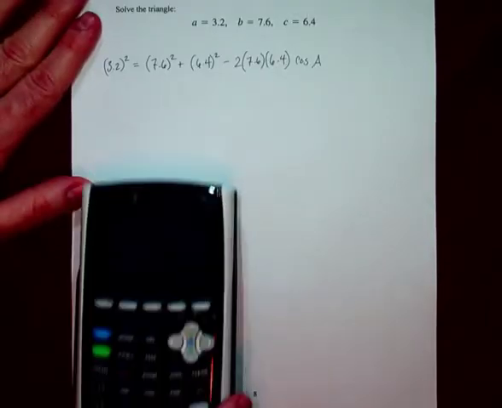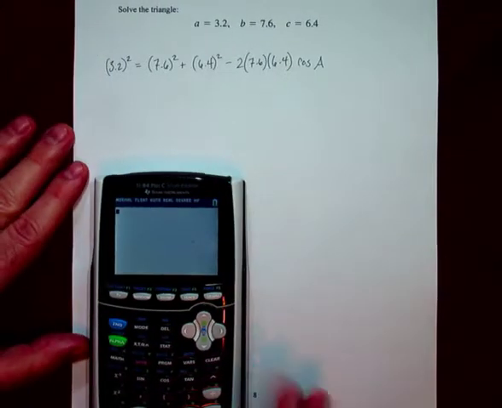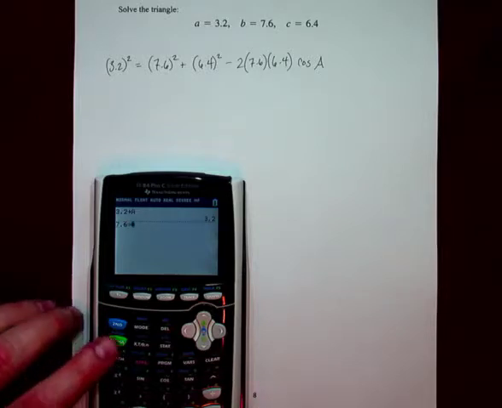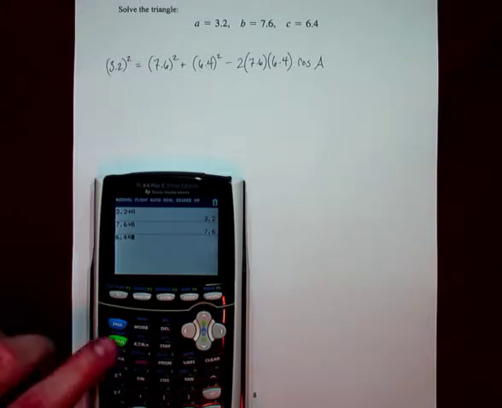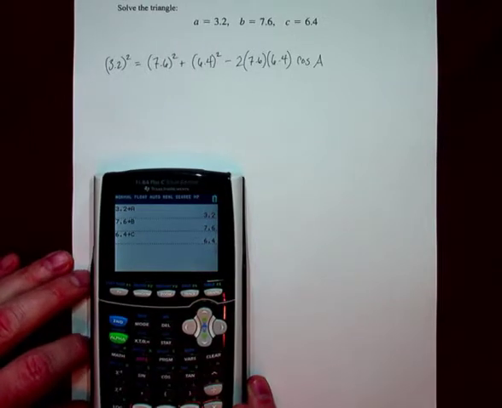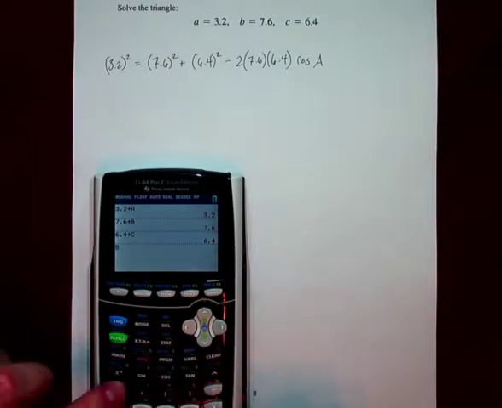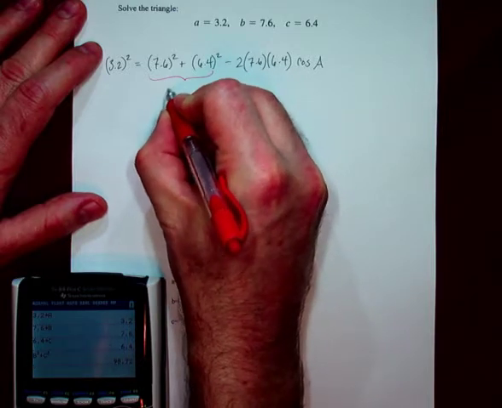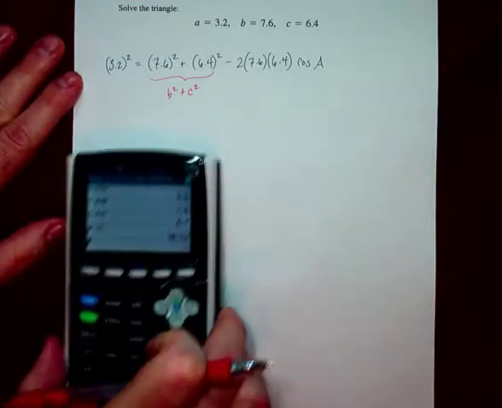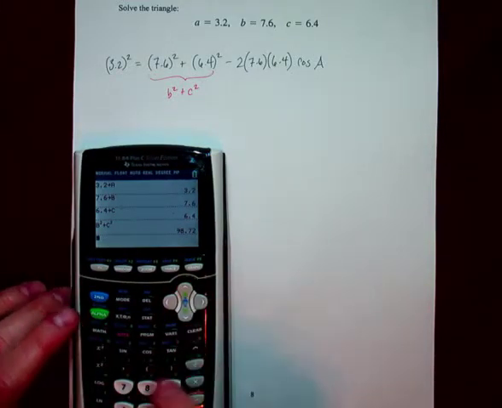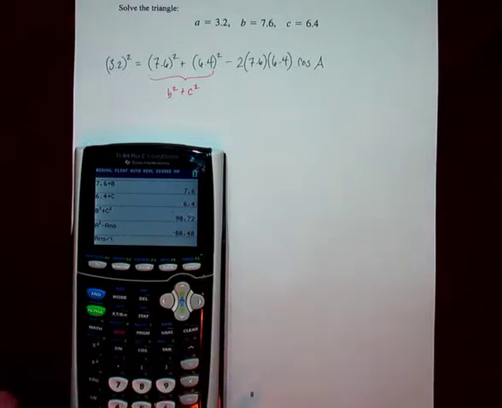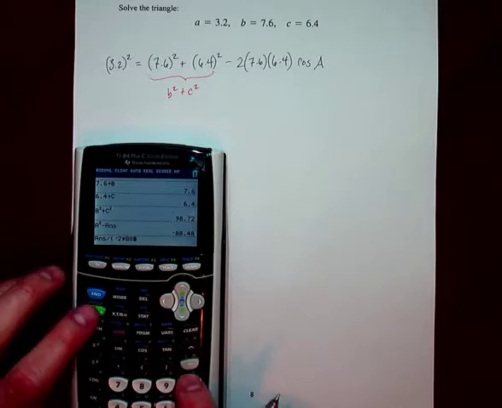When you get decimals like this is when I really like to store stuff in, because I just don't like making that many keystrokes. So 3.2, let's store that into A. 7.6, let's store that into B. And 6.4, let's store that into C. And that means that we're going to get B squared plus C squared, this quantity right here. Now remember, I'm going to be subtracting that to the other side, so I need A squared minus that answer, and then I'm going to divide that by -2 times B times C.